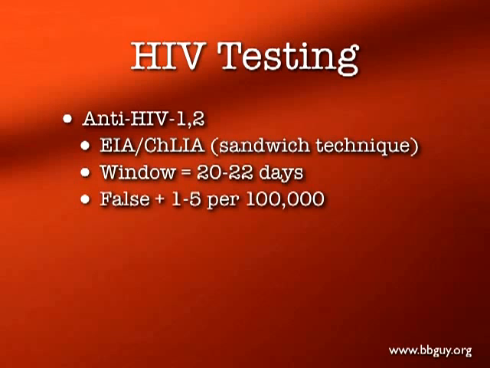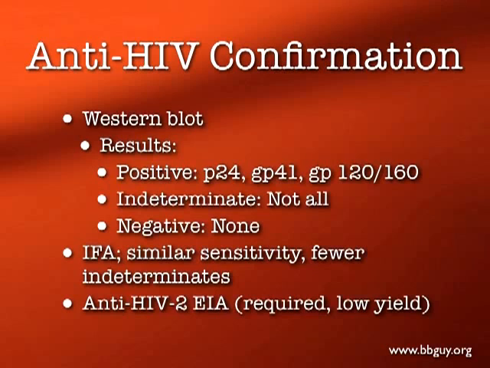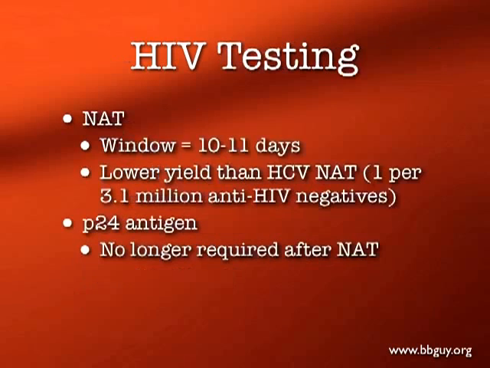It keeps us from having to ask a multitude of questions about donors who have traveled to or had contact with individuals from Africa. The confirmation for anti-HIV is Western blot, and we talked about this in part 1. A positive means P24, GP41, and GP120/160. Indeterminate means not all of those, and negative means none. IFA is something that I talked about again in part 1. Similar sensitivity, fewer indeterminates. Also, when you get a reactive anti-HIV 1/2, you're required to do an anti-HIV-II ELISA, which is required but is very low yield.